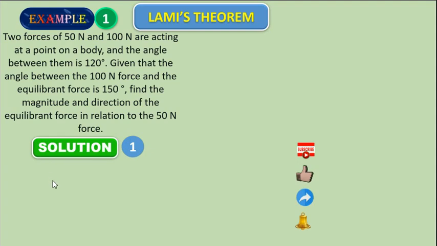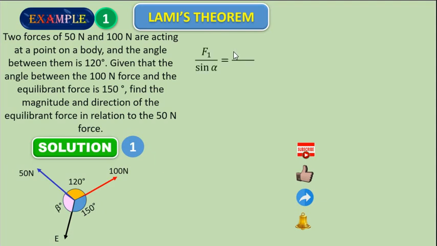Now we have seen this. We want to solve this question together now. So number 1, let's make a sketch of the diagram. That's the 50 newton force. That's the 100 newton force. The angle between them is 120. Now the third force, E, and the angle between the third force and the 50 newton force is beta. And then the angle between the equilibrant and the 100 newton force is 150 degrees. Having drawn this, we go to step number 2, the formula, Lami's theorem.